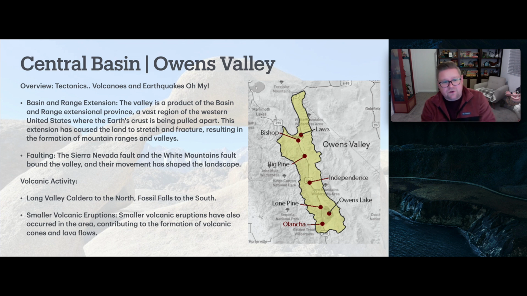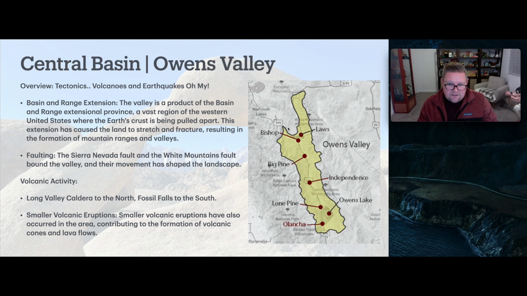So it says here first, basin and range extensional forces. The valley is the product, again, of the basin and range extensional forces, which is essentially pulling the earth away from itself. It's thinning out, like grabbing a piece of putty and pulling it. But by pulling it, you're creating extensional tension, but it ends up making it thinner in the middle. Moving on here, it says this extension has caused the land to stretch and fracture, resulting in the formation of mountain ranges and valleys. So the Owens Valley itself is enveloped by mountain ranges.